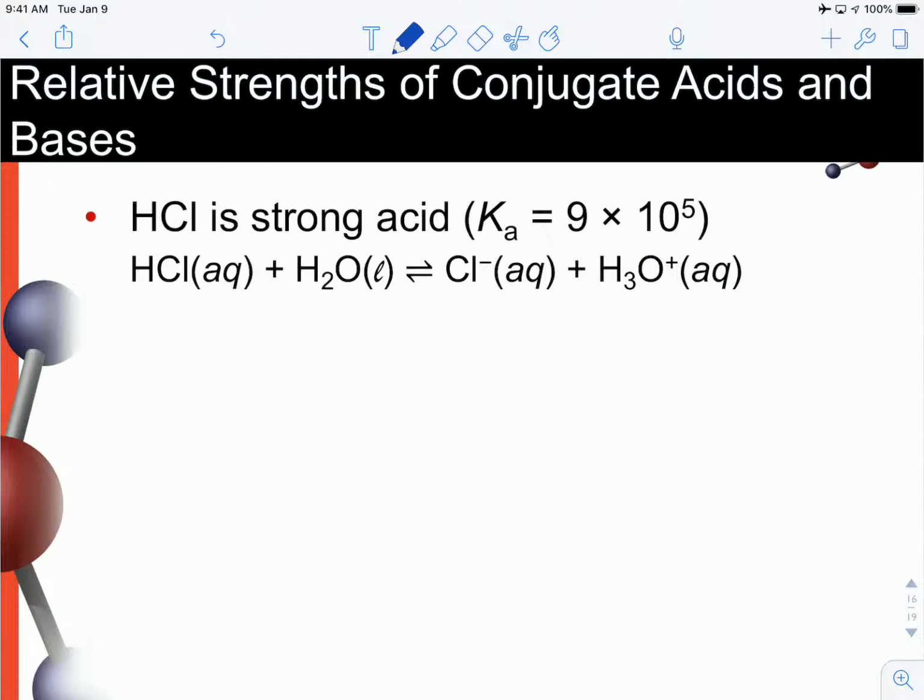Now, this is an important concept, the relative strengths of conjugate acids and bases. HCl is a strong acid, okay? And there's the reaction. And in fact, for something like HCl, we typically do this. We don't draw an arrow like that because the equilibrium lies very far to the right. So that's commonly done. You saw that in some points of slides and sections of the book. Effectively, the reverse reaction doesn't happen, which means the chloride ion is an extremely weak base.